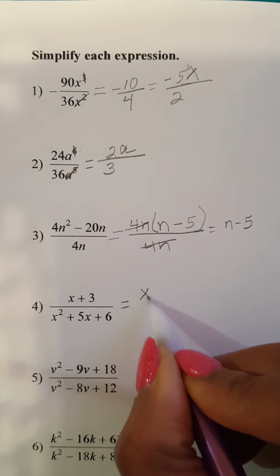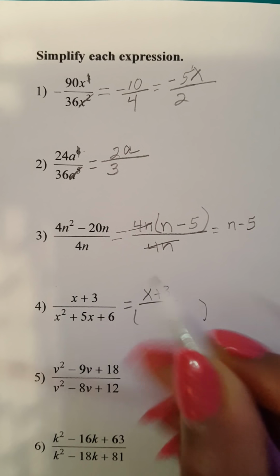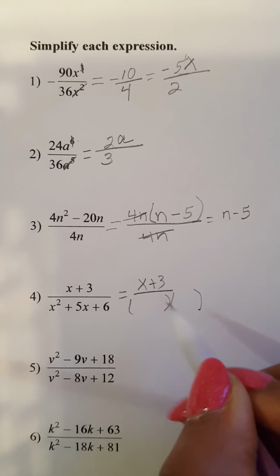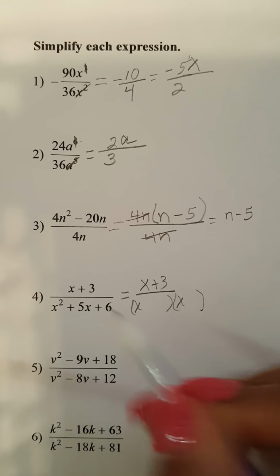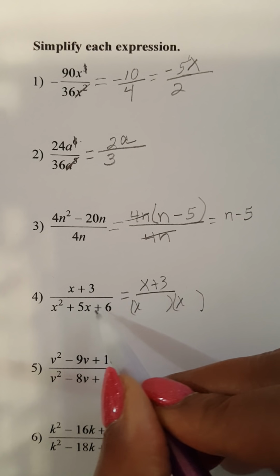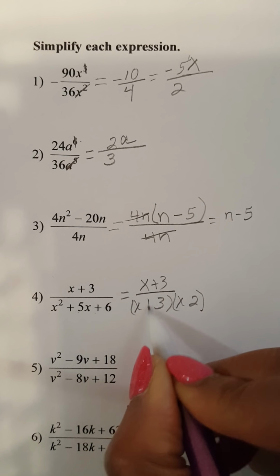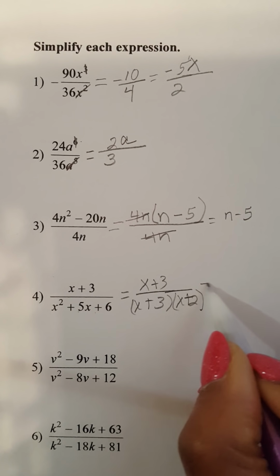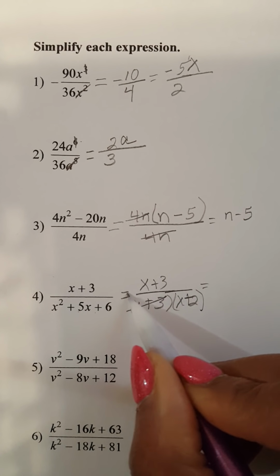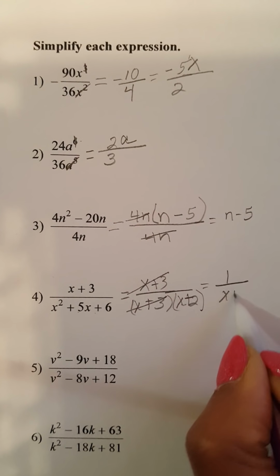Now the top will not factor, but the bottom will factor into a product of 2 binomials. Reverse FOIL, x squared is x times x. What multiplies to give me 6 and adds to give me 5? That's 3 and 2, and everything's positive. Now we can cancel out factors. x plus 3 is a factor, x plus 3. And if everything cancels on top, you have to put that 1 there, and then we're left with x plus 2 on the bottom.